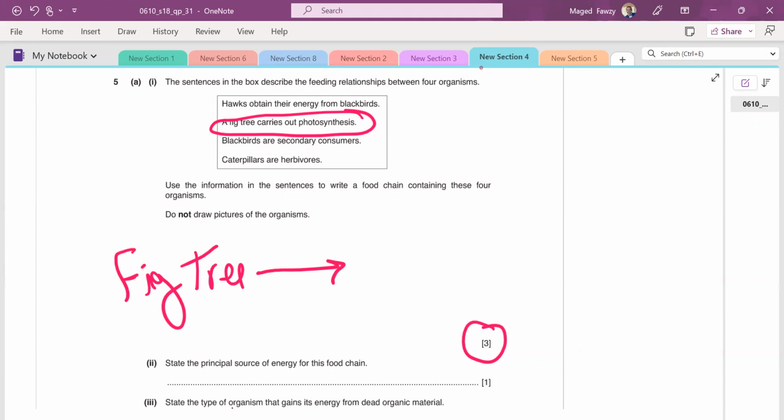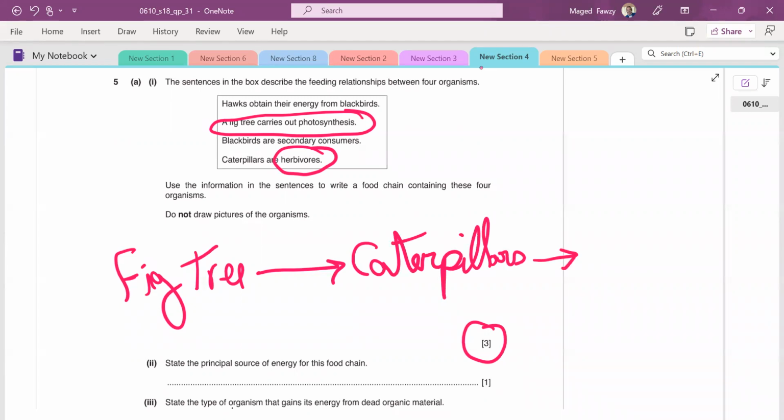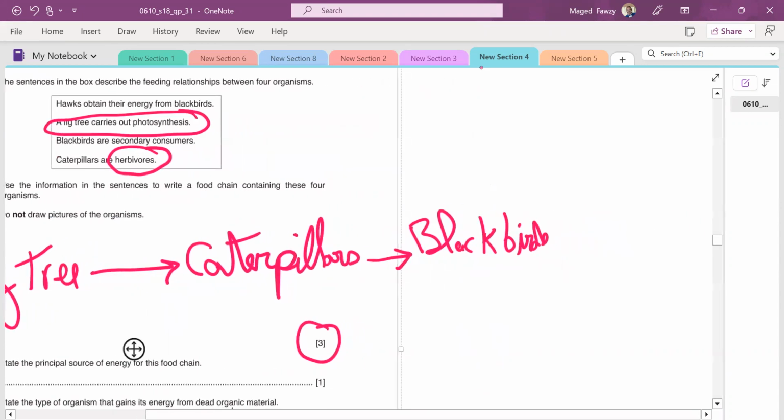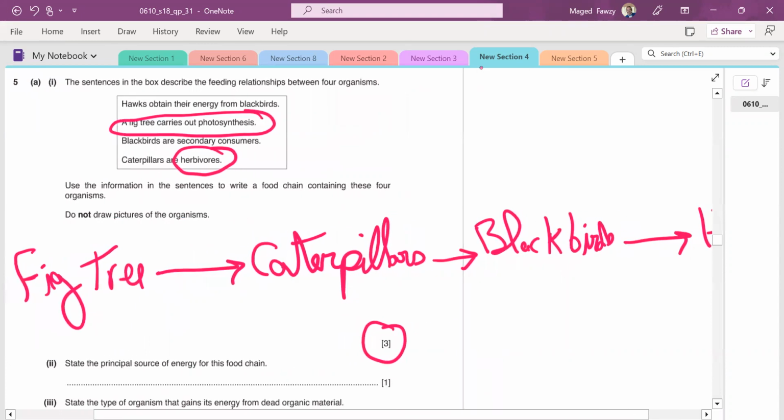What is the second living organism اللي بيتغذى على الـ producer بنسميه إيه يا ولاد؟ Herbivores. So the second trophic level is the caterpillars. What is the third trophic level? Blackbirds. الـ blackbirds، perfect. الـ blackbirds ليه؟ لأنه secondary consumer. And definitely the fourth one هو الـ hawks. كده خدت الـ 3 marks يا ولاد لما كتبت الـ living organisms in sequence.